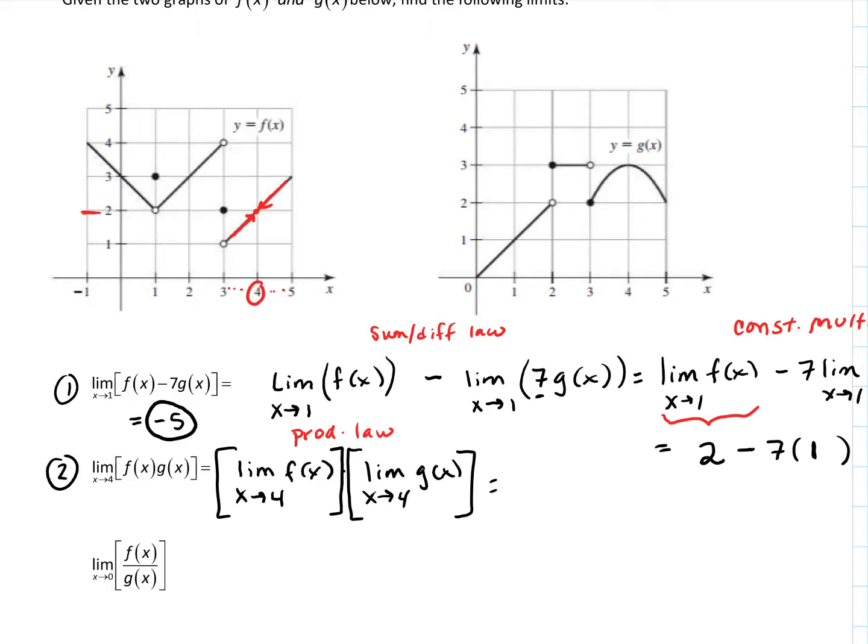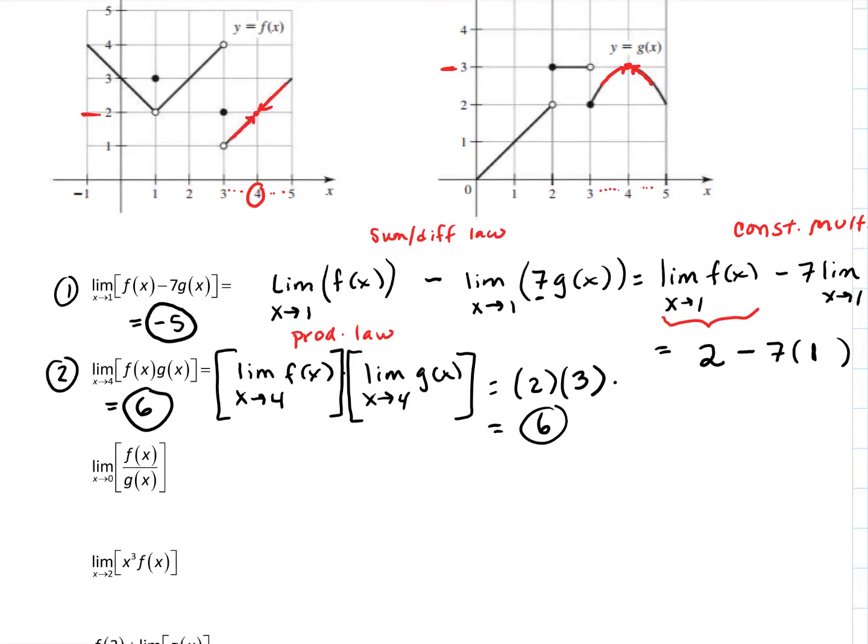2 times, well, what's happening? Go to the other graph, go to g of x. What's happening as x is approaching 4 on the function g of x? Well, here's the function g of x. As the x's are approaching 4 from the right and from the left, they are approaching the function value of 3. So this is 2 times 3, which of course is a result of 6. So this answer here would be 6. Okay, we are kind of squeezing it in here, but we're getting it in there. Let's do the next one.